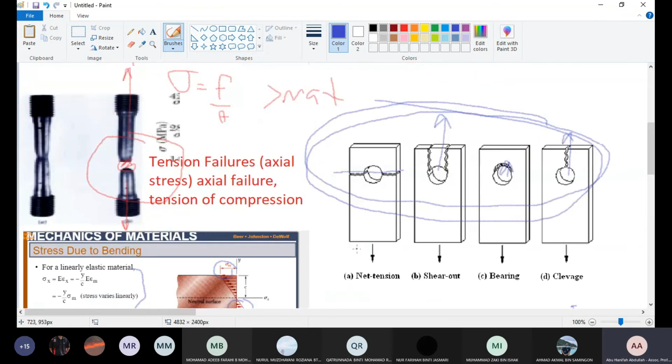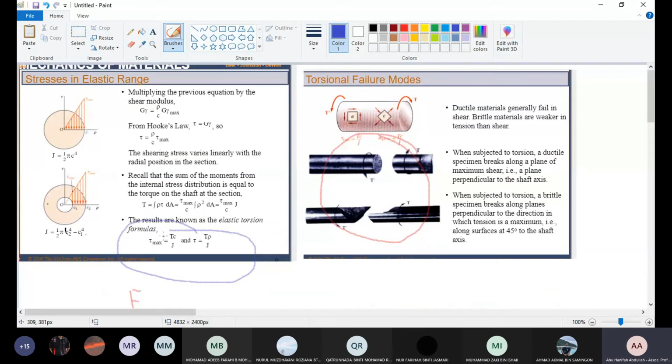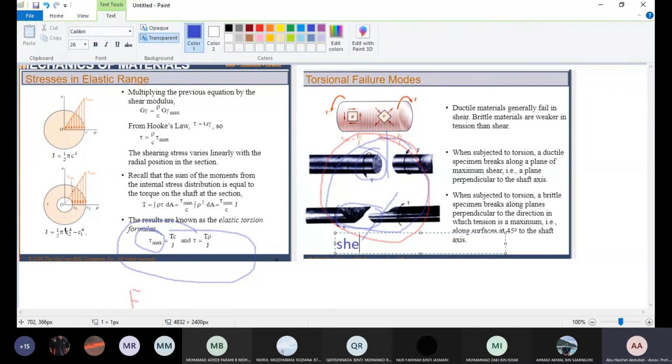For the torsion, it's back to the fundamental shear. Because if you twist a part, the part will fail in this manner, and this kind of failure is a shear failure. Either you get 90 degrees or you get it at an angle. However, this is still shear failure, meaning that torsion gives you shear failure.